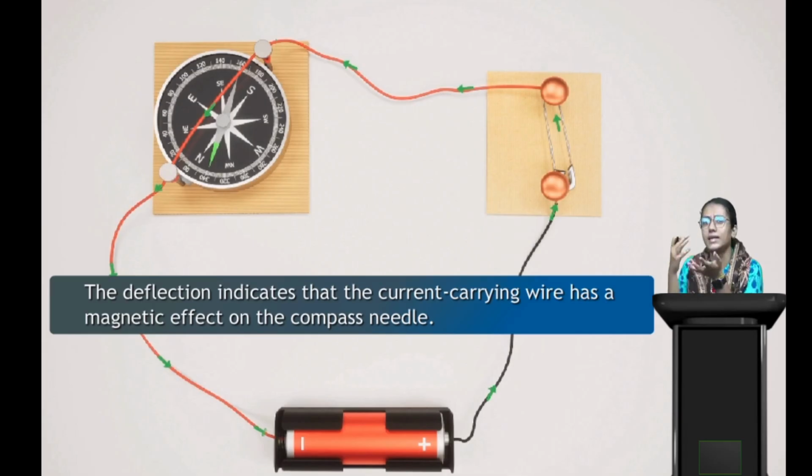So from this we can assume that the deflection is occurring because, as the current is flowing through the electric wire, one kind of magnetic effect is generated through the wire. That's why the magnetic needle of the compass is getting deflected from its original position. Clear, everyone?